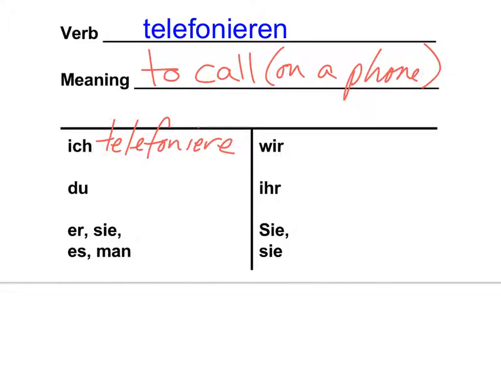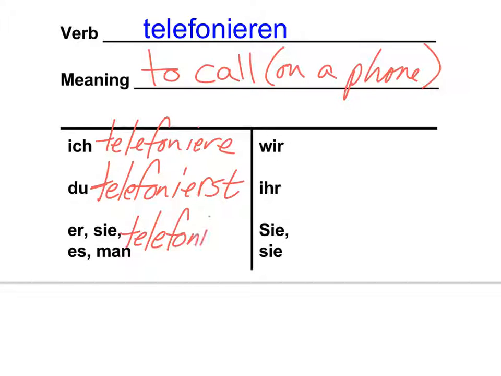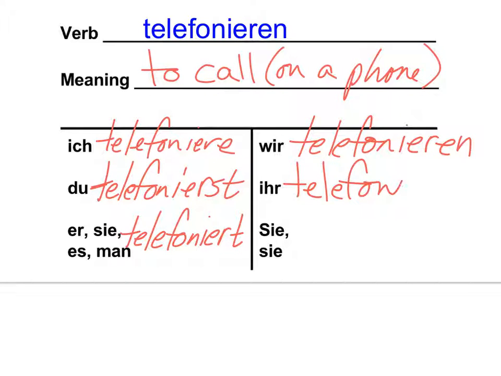Let me try that one. Telefoniere. What about du? Telefonierst. Good. There's the S-man. Wir? Telefonieren. Ihr? Telefoniert. Und sehen Sie? Telefonieren.